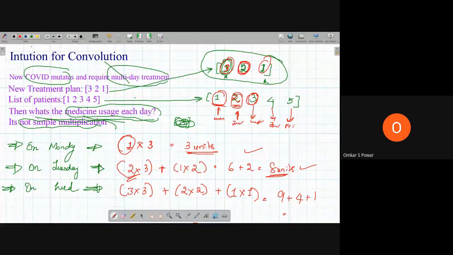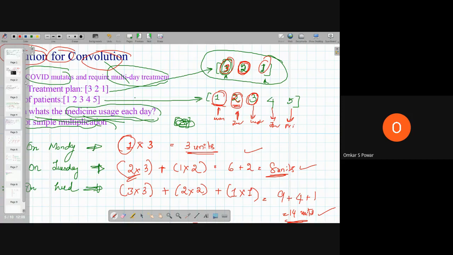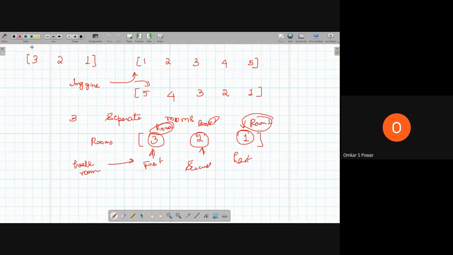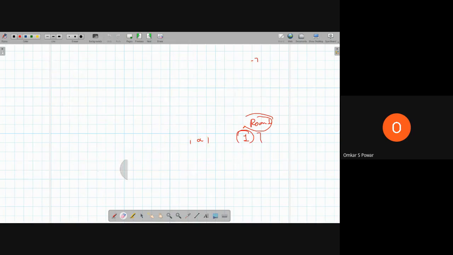Okay, so if you go on doing this, it will be difficult for you to calculate. So let us come up with a procedure, because we are engineers, we are here to develop procedures. So let us understand this with the intuition for convolution to solve this COVID problem, the one I'm showing now. Okay, let me erase this so that it will be easier for you to understand.